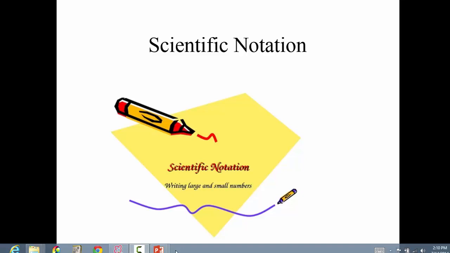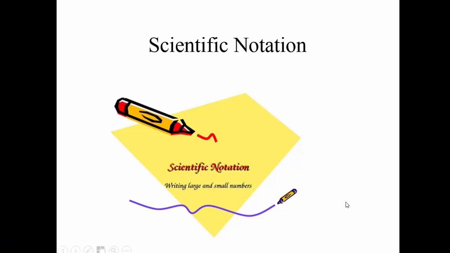Right. In this section of film, we're going to take a look at a skill referred to as scientific notation, which is really simply an easier way to write numbers that are very, very big or very, very small.